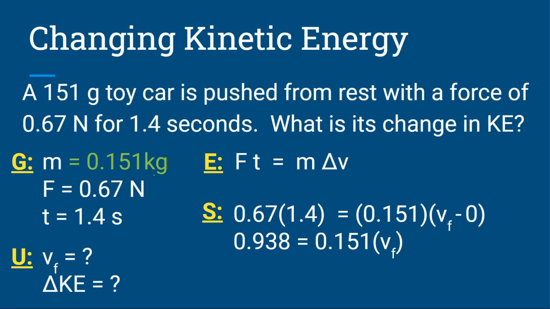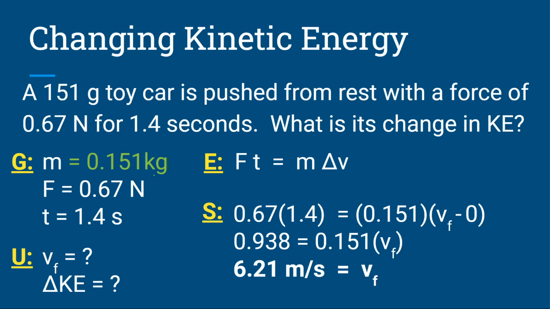Okay, from here I'm going to divide both sides by 0.151 and I will get a final velocity of 6.21 meters per second. So I have this toy car that was at rest and then I pushed it and I made it move, so now I have velocity. I have therefore gained kinetic energy. I just need to figure out how much kinetic energy I gained.